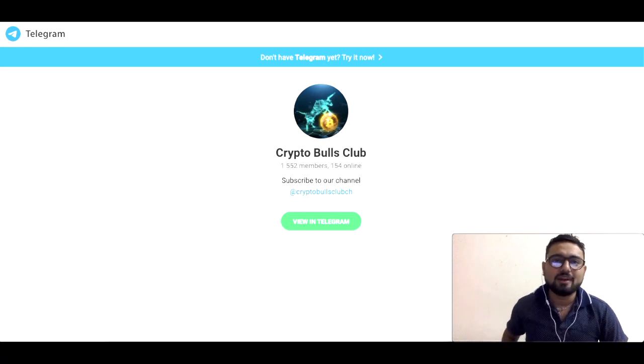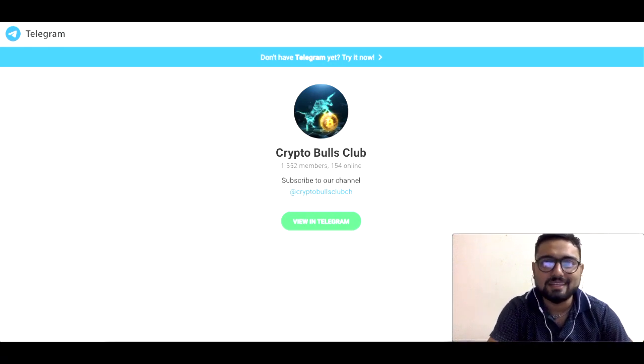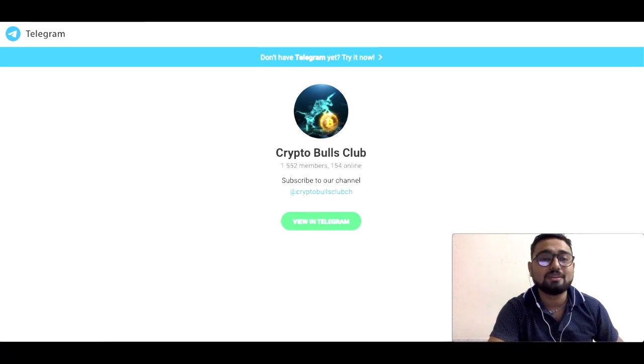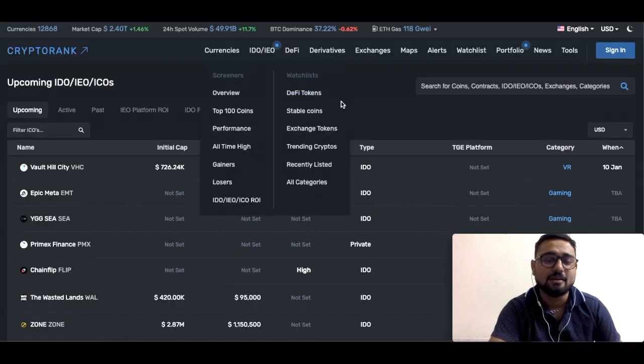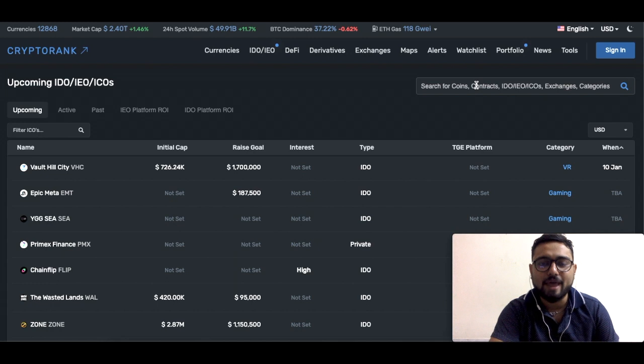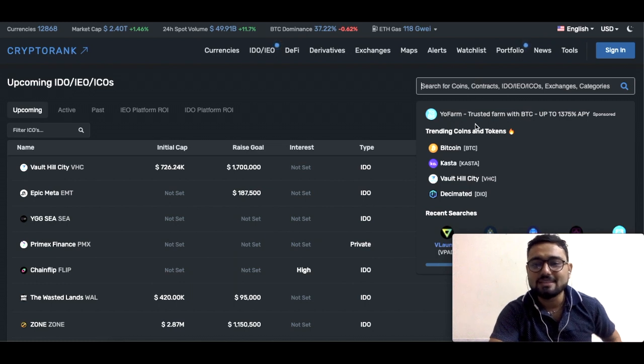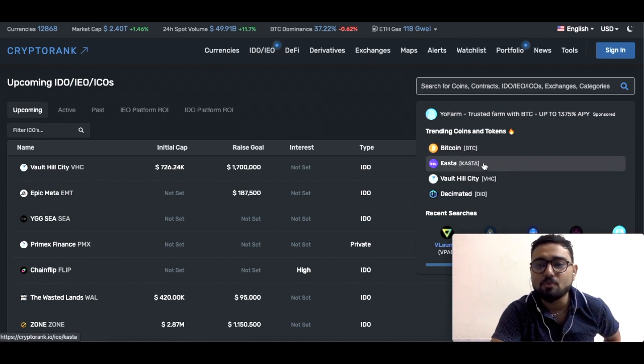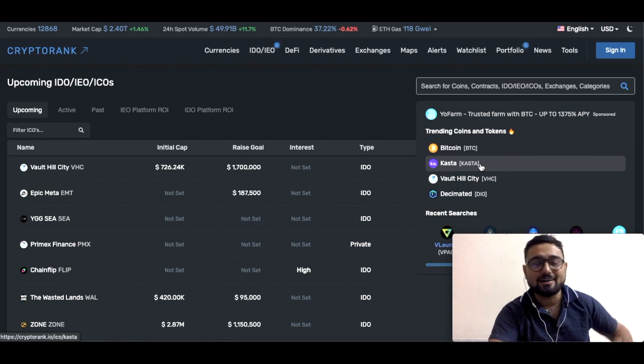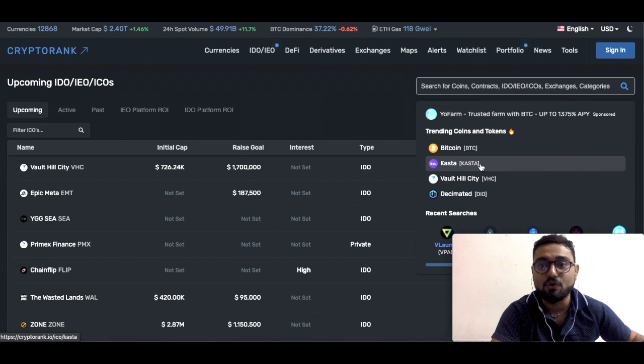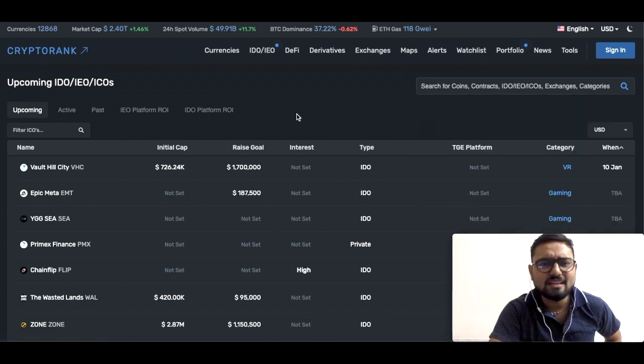So without further delay, let's jump on to the details about Kasta. Now, one of the reasons why we have chosen Kasta is if we go to cryptorank.io, which is one of the most popular sites for identifying new IDOs and IEOs, you will come to see that Kasta is one of the most trending tokens right now. And it is not just today, it has been trending for a period of more than 4 or 5 weeks. So let's try to understand what exactly is Kasta.